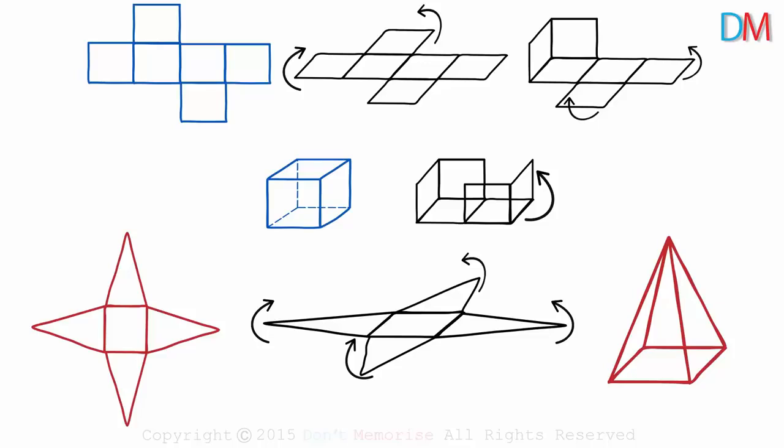Is it always this easy to convert nets to solids? We will see an interesting example next.